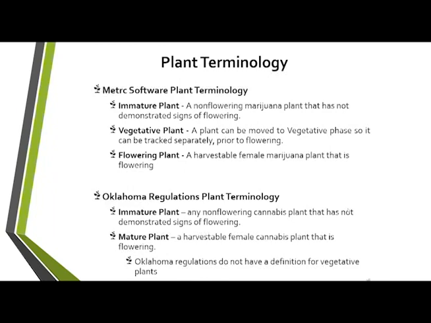Correct. Those are tracked as, and we'll go through that in a second here, an immature plant batch. So again, the immature plant batches are not tagged. They're tracked by an immature plant batch identifier, which you'll be entering in.